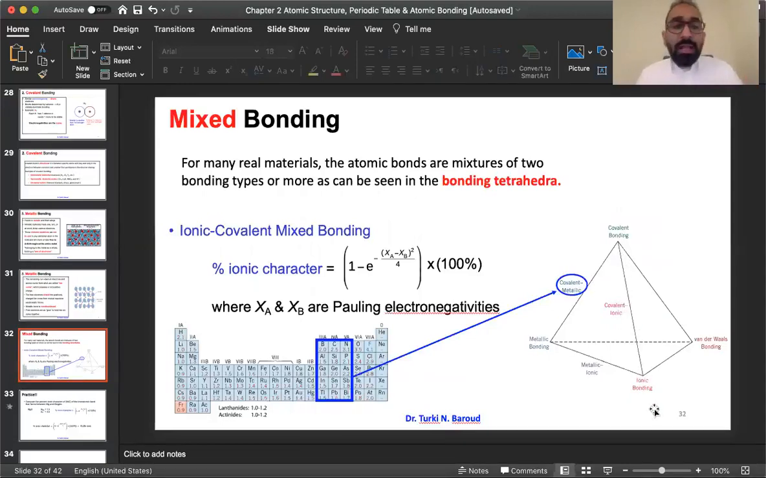How could that happen? Well, if you look at the periodic table, if the two elements have a large difference in electronegativity, they will have ionic character. However, if the difference is smaller and smaller, they will have more covalent bonding. That's why it's called covalent-ionic character. How can we quantify this kind of character? We're going to use this equation. If you plug in the electronegativity values here, you can calculate the ionic character.